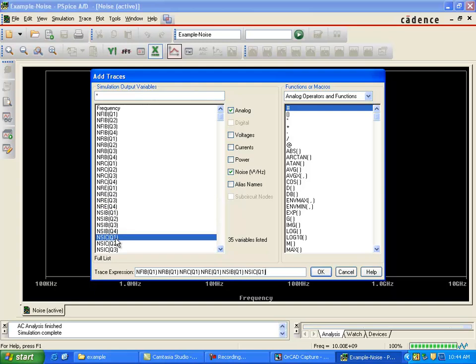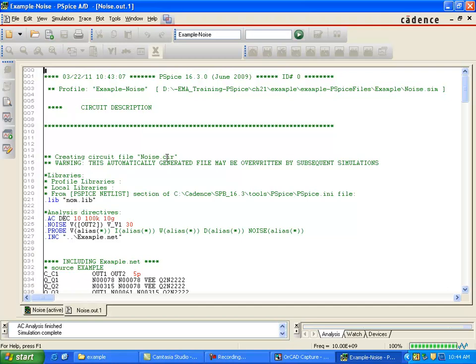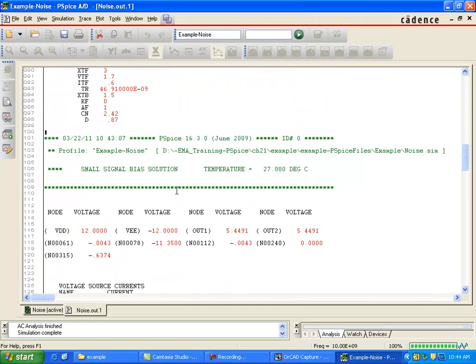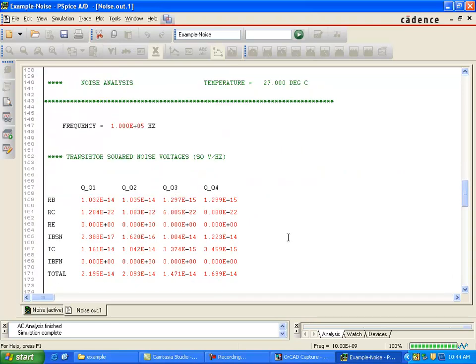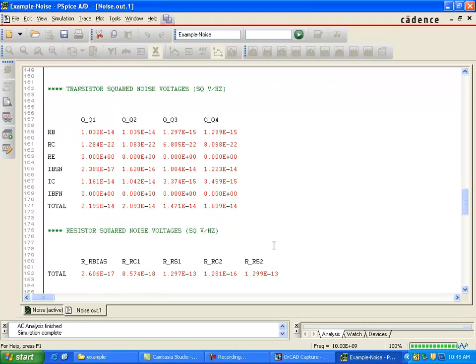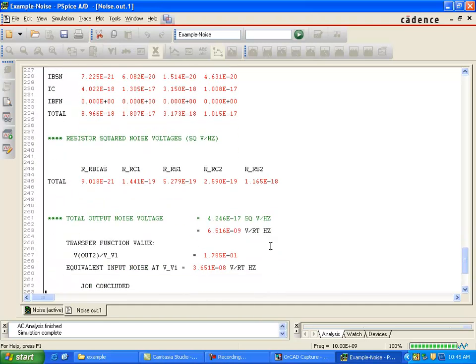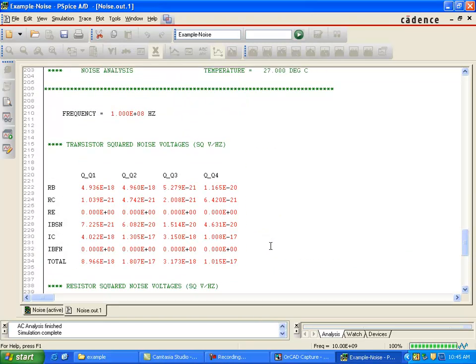So all these, NFIB, NRB, NCR, NRE, NSIB, NSIC, are the noise contributions from the point Q1. This is the particular table generated. The detailed analysis is over here. So RB, RC, RE, ISP, IC, IFB, and all of these are the transistor squared noise voltages for the frequency of 100 kilohertz. This will be all for table 4.